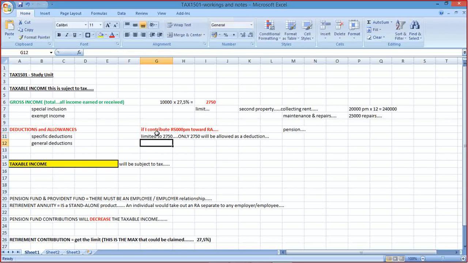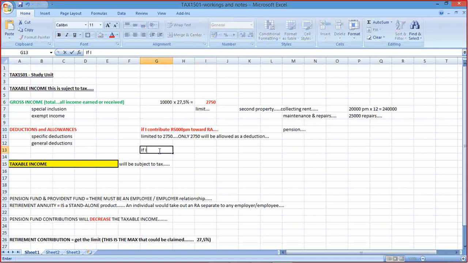So looking at this, if you contribute more than what you're allowed to, do you get a benefit from SARS? No, you don't. SARS will only allow you to deduct up to 27.5% of your salary, your remuneration or your taxable income. Does that make sense? So if I contribute 5,000 to my RA, I can only claim 2,750.